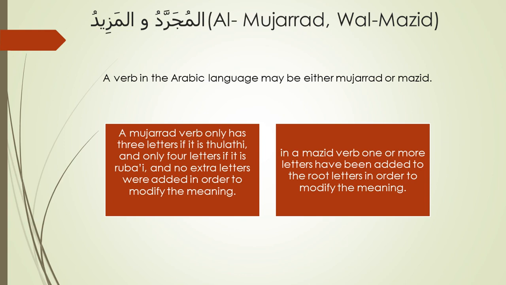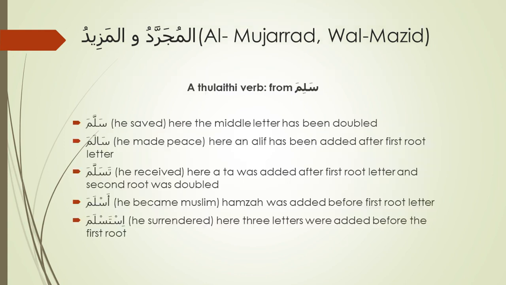That's the mujarrad. Then you have the mazid, which is an increase, where you have 1 or more letters added to the verb in order to change the meaning. I'll give you a minute to write that. So now we'll look at examples of the mujarrad and the mazid. So you have salima. This is now, is it mujarrad or mazid? This is mujarrad, there's no increase. Salima.